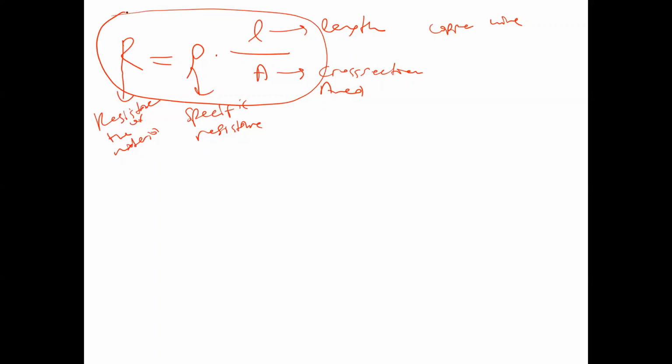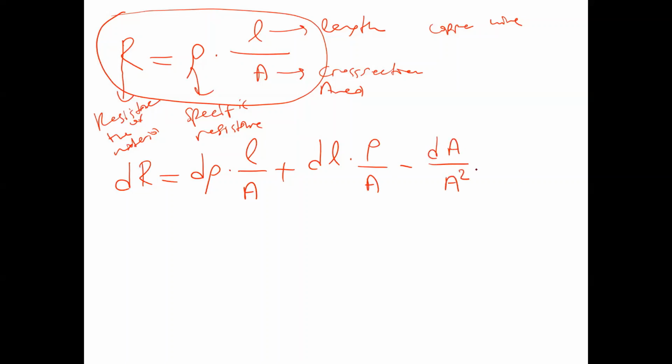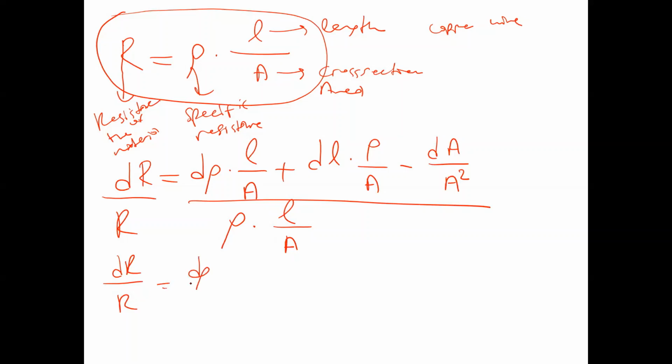When we derive this equation, dR is equal to d rho times L and dL times, okay, this is the derivation of this equation, and we divide this equation by R equals rho times L divided by the cross-sectional area, and then we will get, this cancels each other.